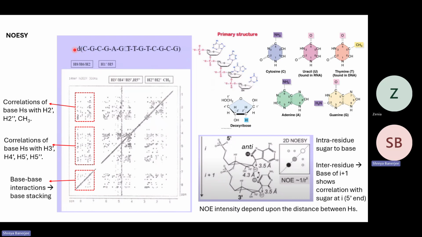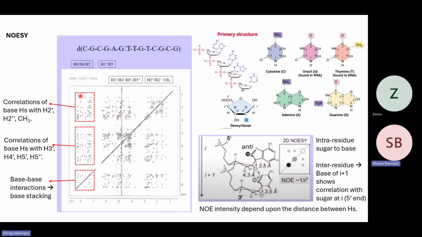So here a single DNA sequence is shown, and in the NOESY spectra, you can see whichever peaks appear around this range, they are correlations. H2, H6, H8 are protons of the nitrogenous base, and H2', 2'' and CH3 are protons of the pentose sugar. CH3 is for the thymine, that is specific.